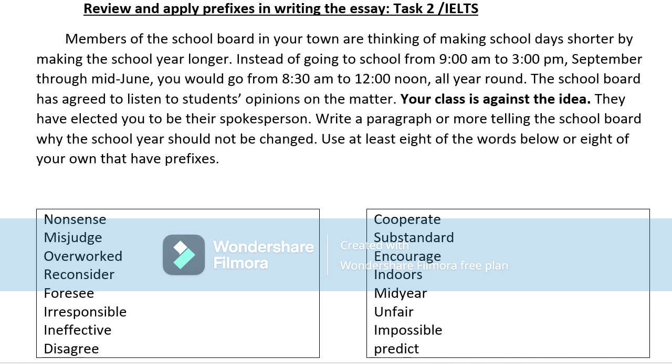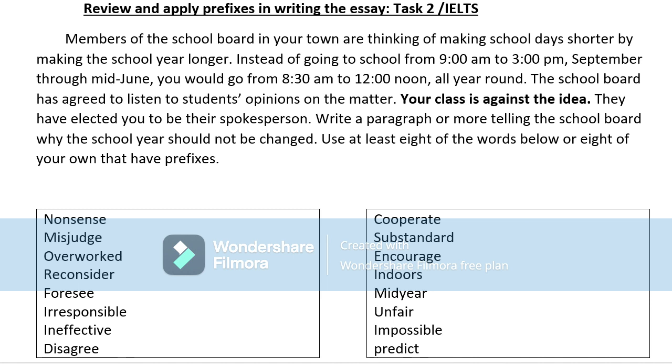And what do you need to do? First of all, in your introduction, you have to restate the topic. You need to restate the topic, means to say the topic again, all over again, write it down, but you have to paraphrase it. So after paraphrasing, we get: the school board has recently proposed a school year schedule change. That's the first sentence, which ends actually here.